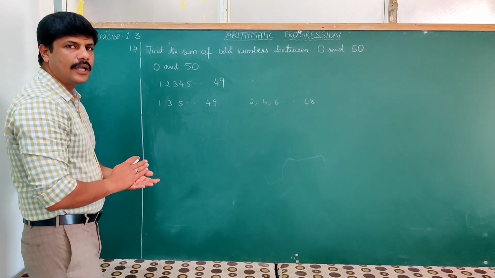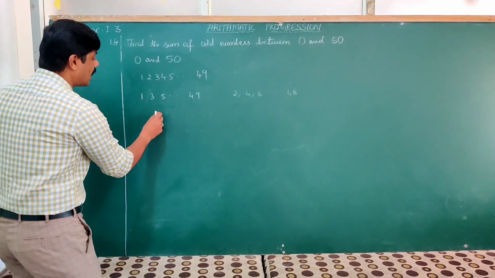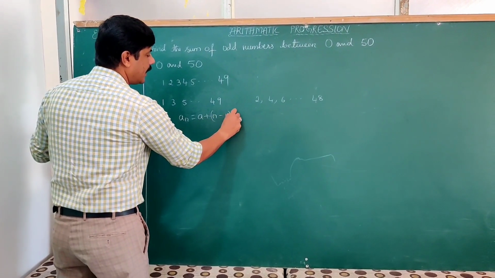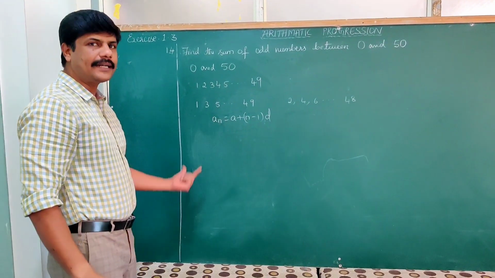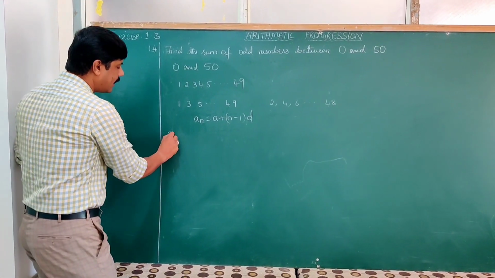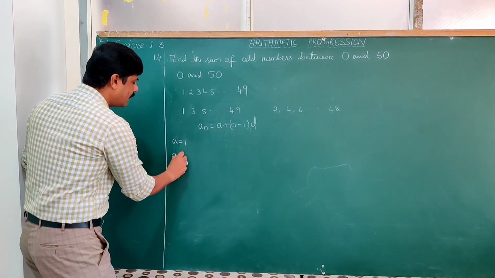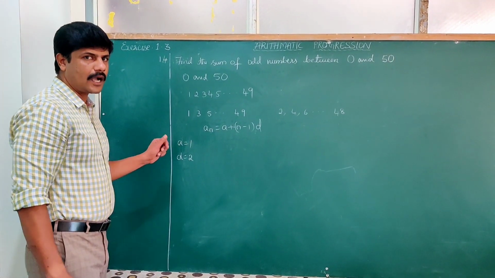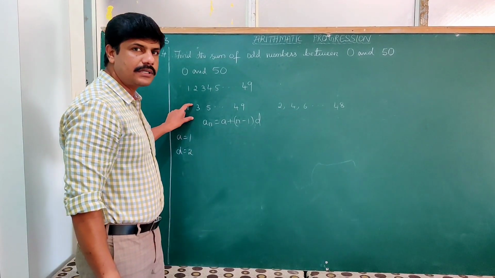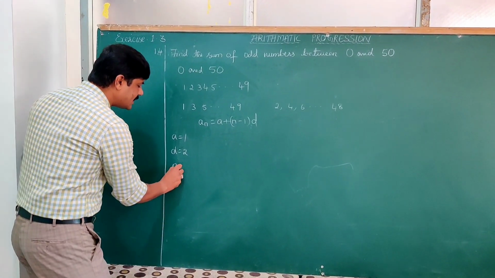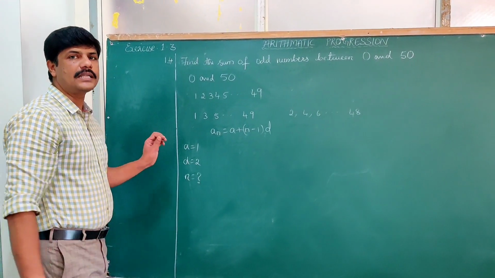How do you find that? Using the nth term formula. An is equal to a plus n minus 1 into d. Now take the data here. What is a? a is 1, the first odd number. What is d? d is 2. Common difference is 2. For odd numbers or even numbers, common difference is 2. What is n? We do not know what n is.